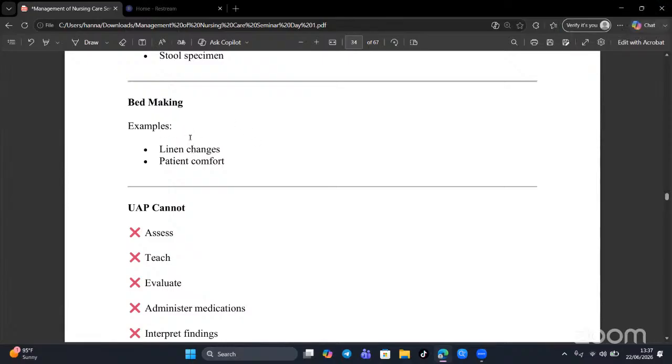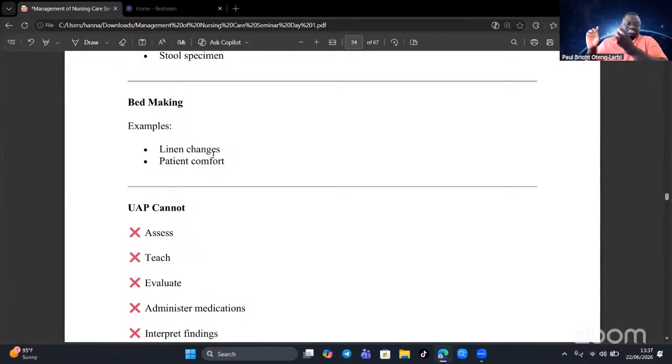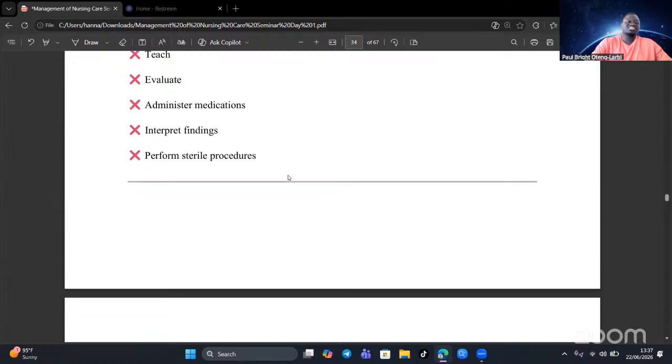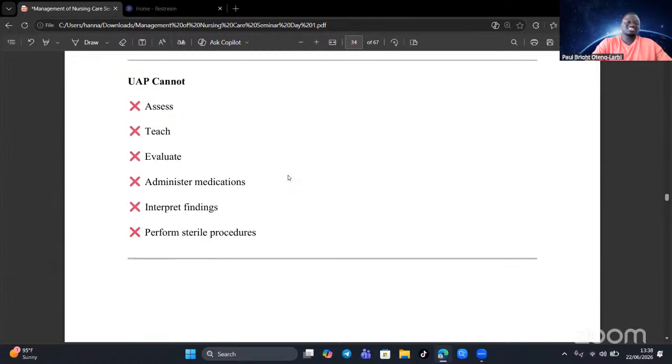Bed making. It's non-invasive. It's a routine thing. So an LPN can do it, a UAP can do it. I mean, don't worry yourself with UAP. They cannot assess, they cannot teach, they cannot evaluate. They are just helpers. Interpret findings and perform sterile procedures.